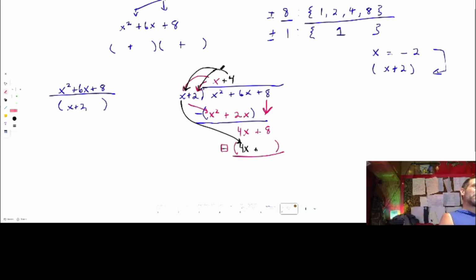And if you look, guess what? 4 times 2 is 8, and it equals 0. Very good. So we factored it. Guess what we just got? What's our answer?